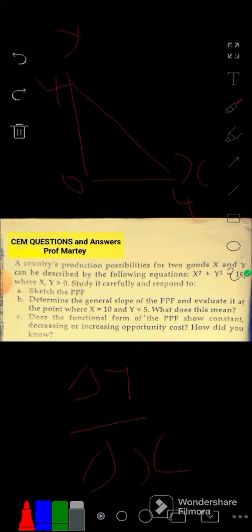And how do we find it in respect to x? By making y the subject. That's where we are going to use differentiation. So we are going to differentiate the equation in respect to x. That's having dy over dx.